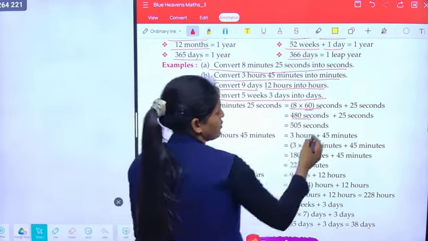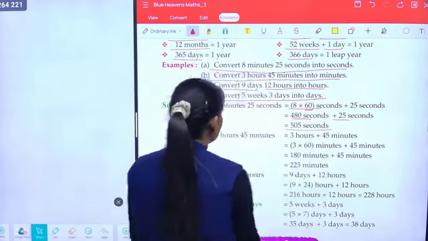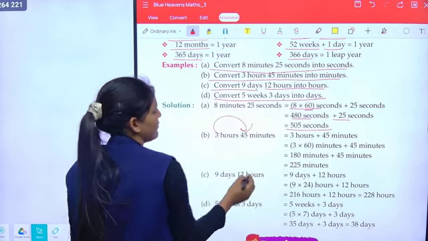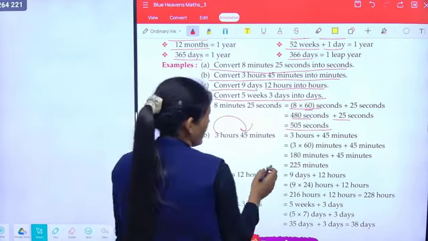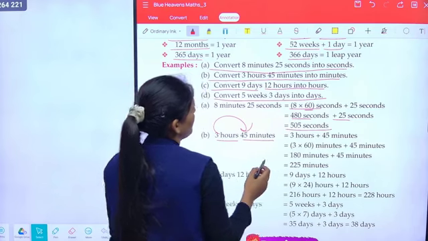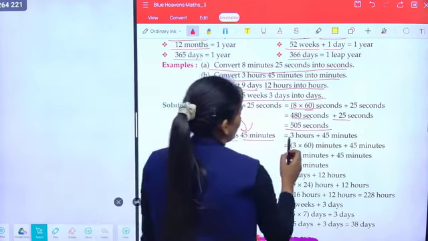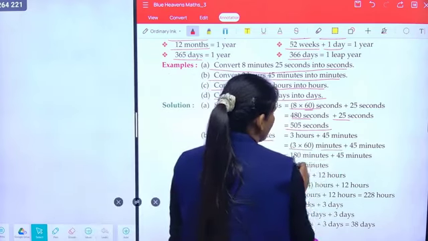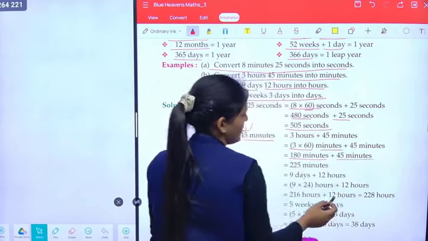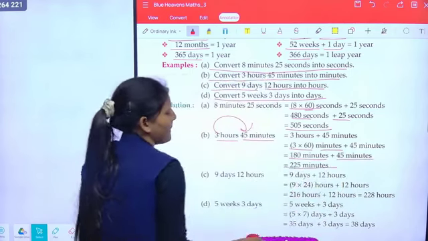480 seconds plus 20 is 505 seconds. Now convert 3 hours 45 minutes into minutes. 3 hours multiplied by 60 becomes 180 minutes. 180 plus 45 minutes is 225 minutes.